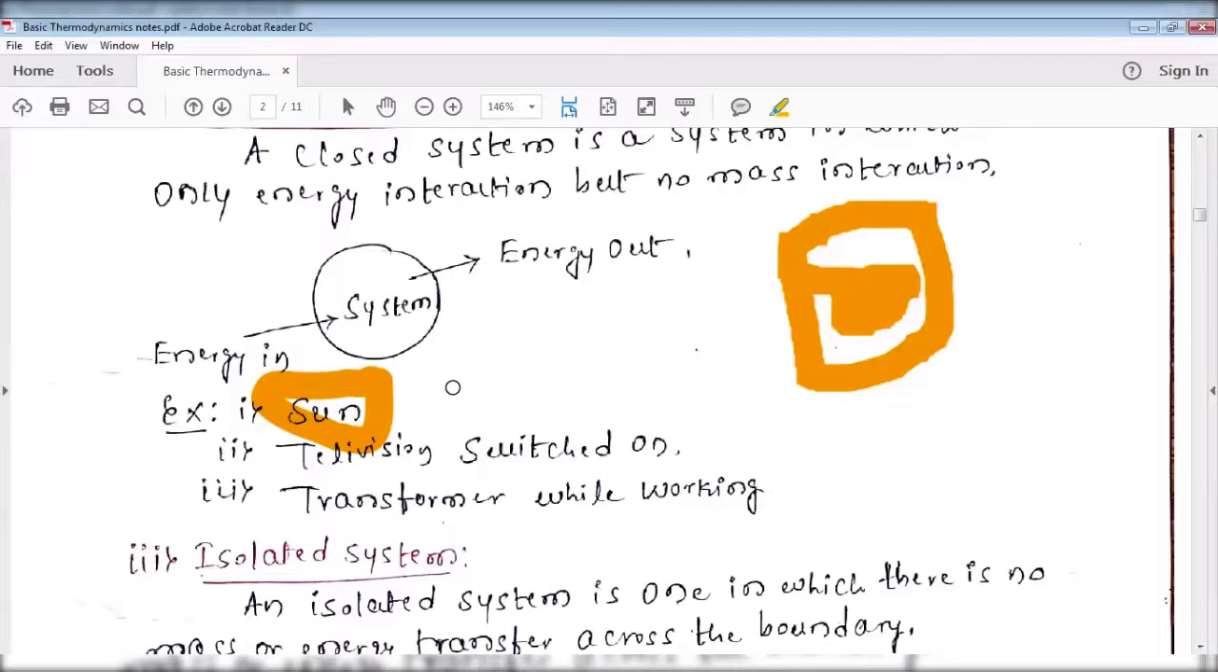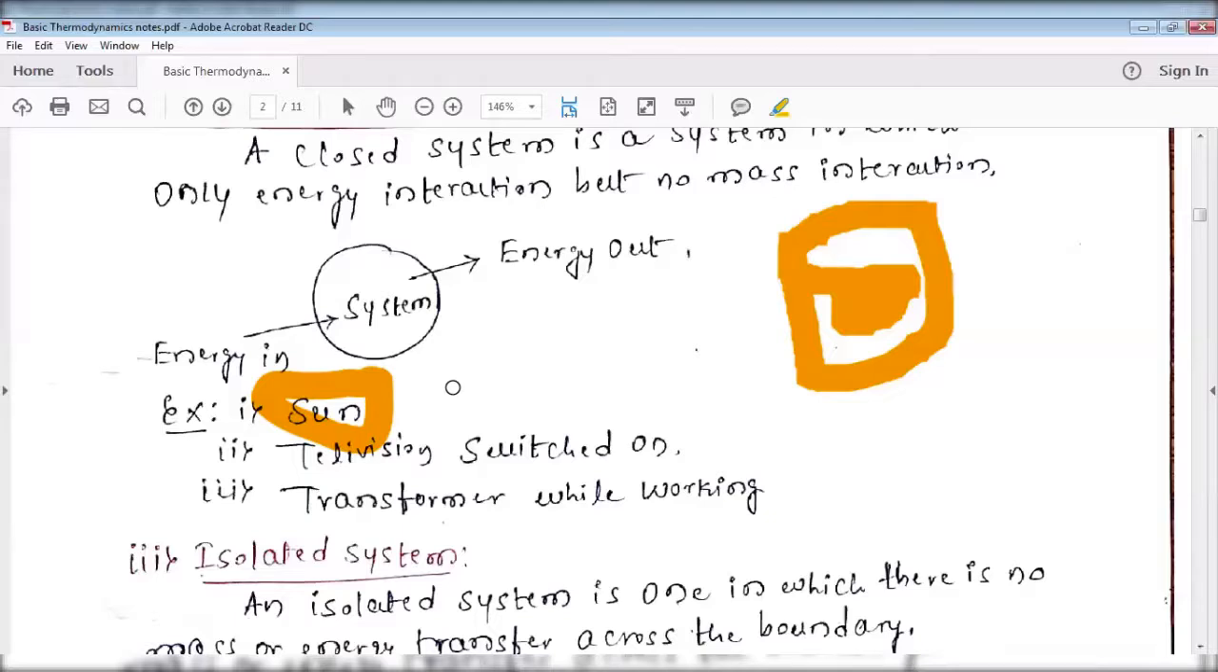And the best example is a television while operating. Your television is fixed on a wall in a particular position, but you are using a remote to operate the television. Only there is an energy interaction between the television and the remote, but there is no mass interaction between television and remote. Such systems come under closed system. Yes, if there is only energy interaction, that is closed system. If both energy and mass interaction, that is open system.